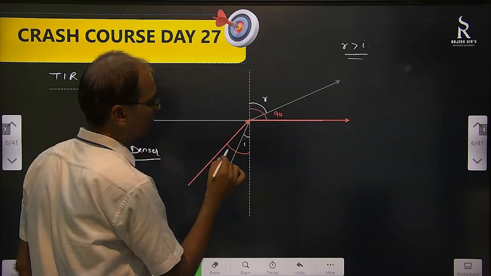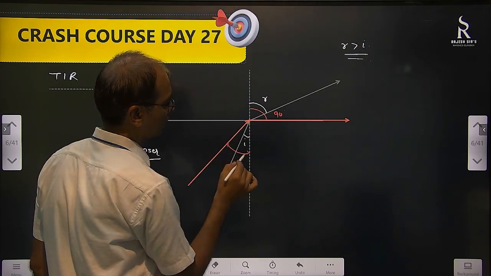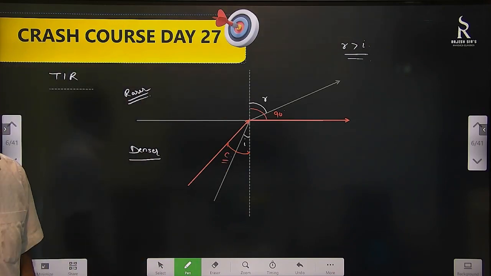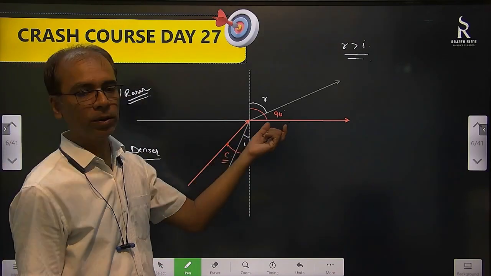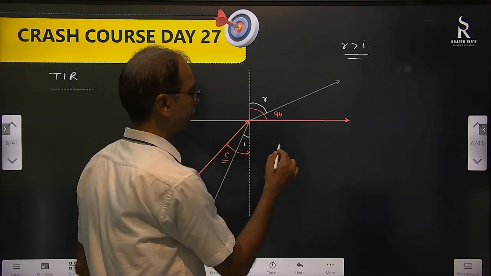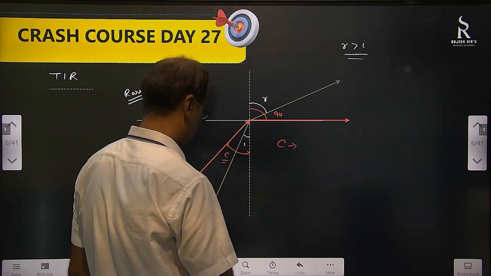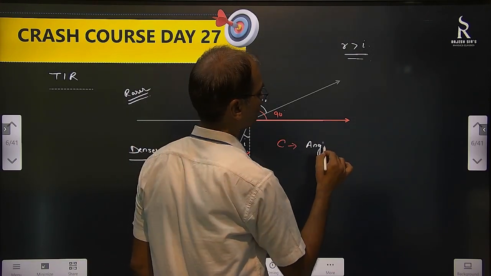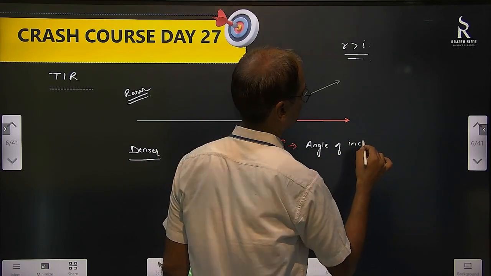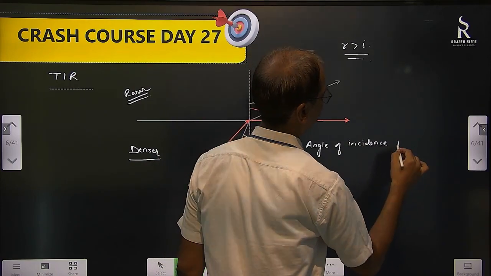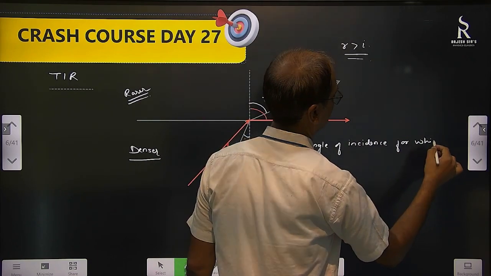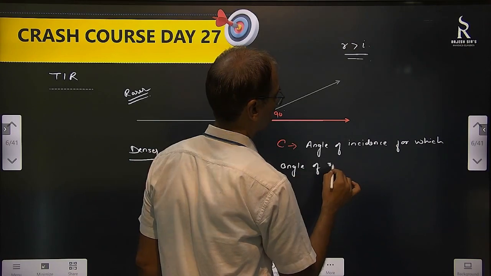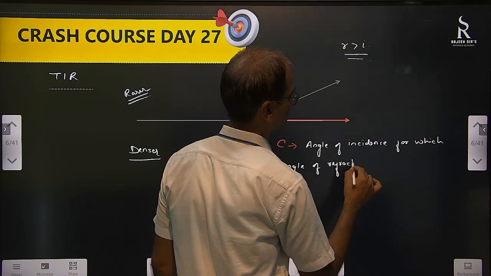The angle of incidence for which the angle of refraction is 90 is called the critical angle. We denote it with C. What is the critical angle? C means the angle of incidence for which the angle of refraction is 90 degrees.